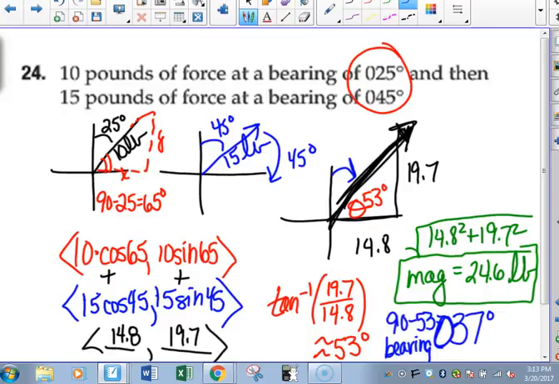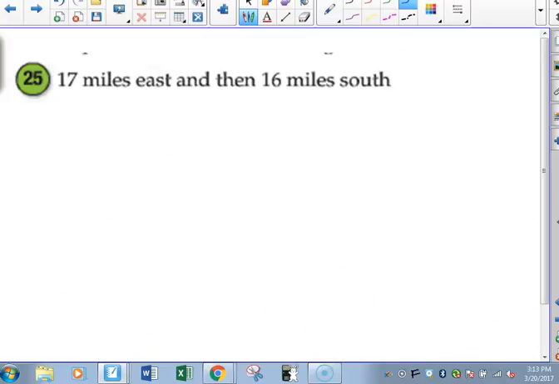Not too bad. A lot of steps, a lot of calculator typing, a lot of room to make a mistake when you're typing on your calculator, but overall not too bad. Okay, I'm going to skip 25.